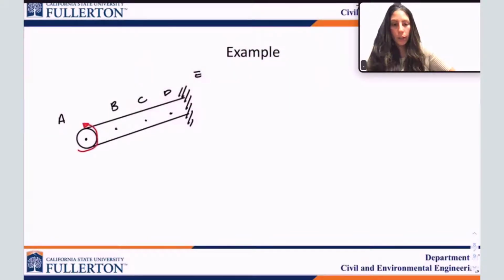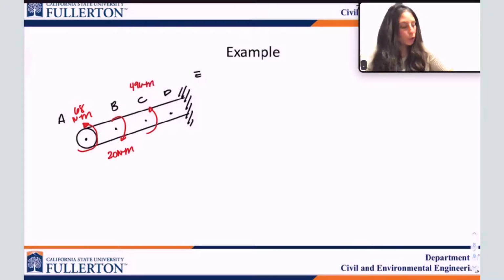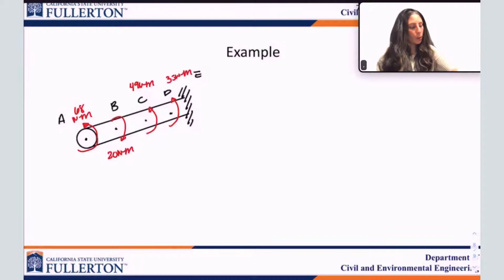So I have a torque here. I'm going to say that this torque is 68 Newton meters. I'm going to say that this torque here at point B is 20 Newton meters. Torque at C is 49 Newton meters. And the torque at D is 35 Newton meters. Okay. So now what I'm going to do is ask 3 questions here.